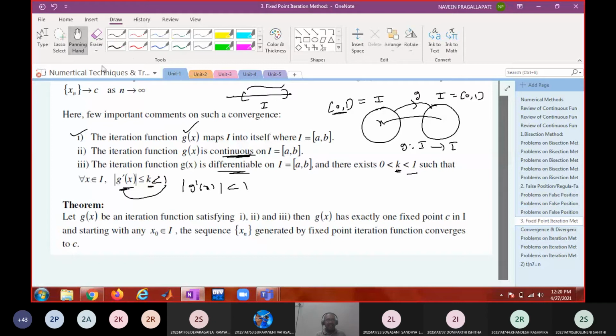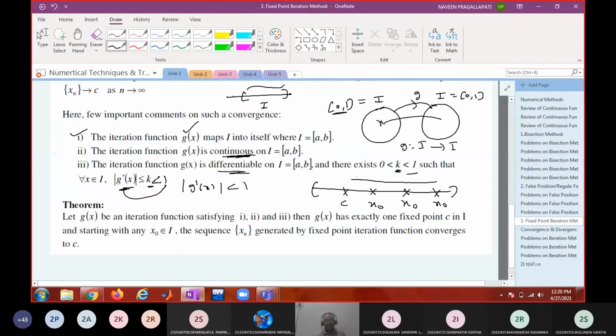If the function satisfies all these three conditions, then whatever point you start with, any point in this interval, C may be here. Somebody may start with an initial approximation like this. x naught may be here. Somebody may take x naught like this. Whatever x naught you take in this interval, that x naught will give you a convergent sequence, which will converge to the exact root.